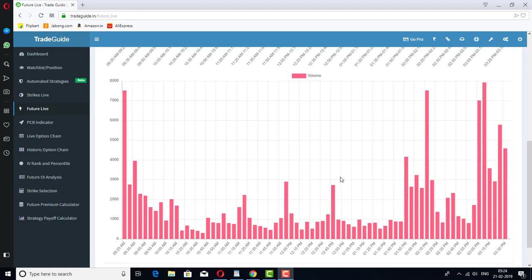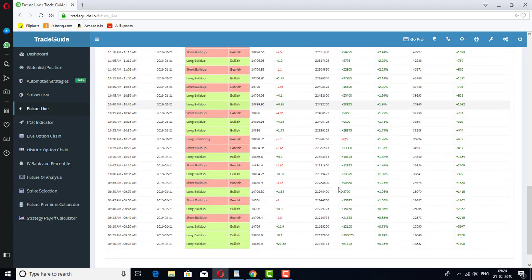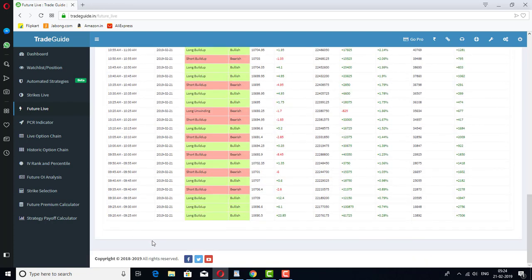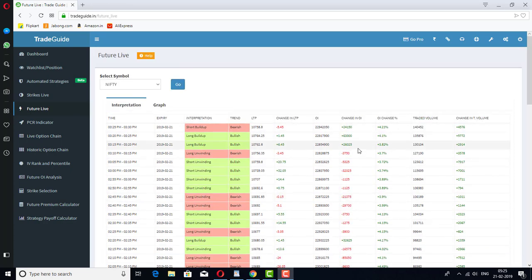Okay, so how do we use this in order to trade? We go to the interpretation and we start from the initial market hours. In order to understand what this chart is trying to say, we need to observe the data. For the first 5 minutes, the observation is long build up, bullish interpretation. We need to not just interpret that the market for the first 5 minutes has been bullish or bearish, we need to measure the strength as well. To measure the strength, we have to see the change in open interest.